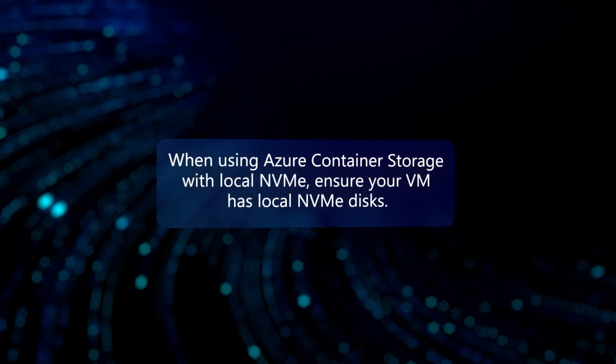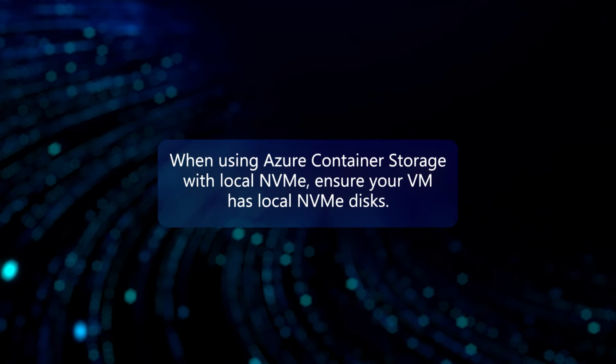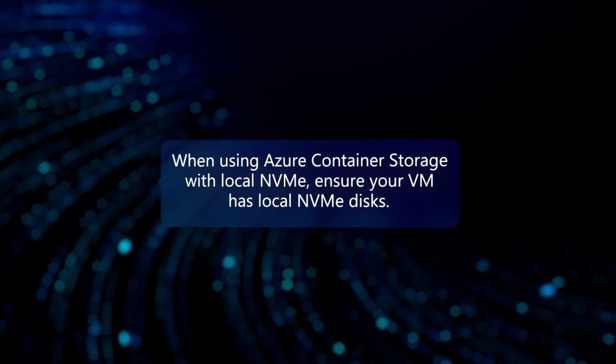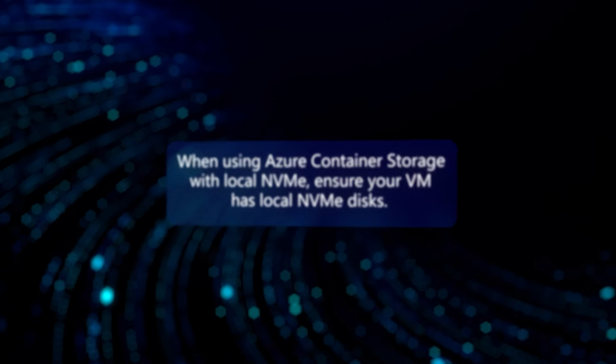Currently, Azure Container Storage only supports local NVMe disks. You'll need to ensure that the VMs in your Kubernetes cluster actually have local NVMe disks. For example, pick storage-optimized L-series VMs or the GPU-accelerated VMs.